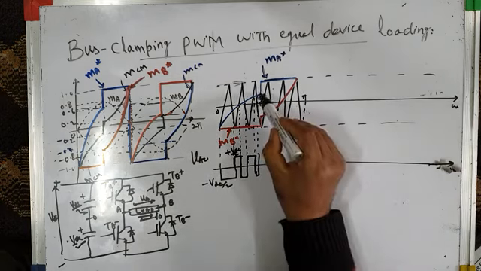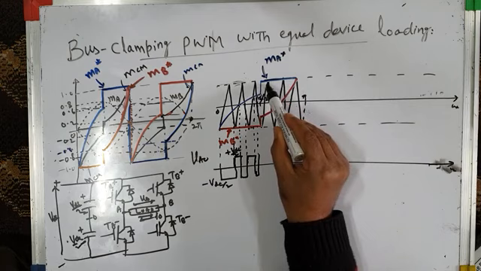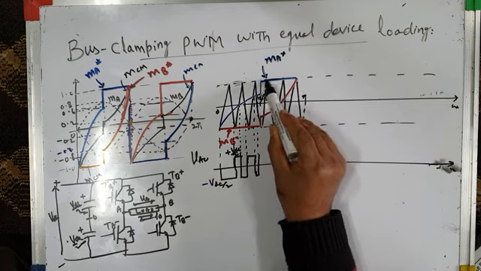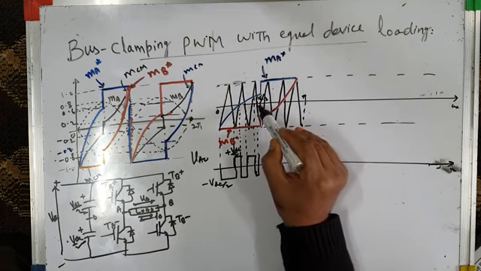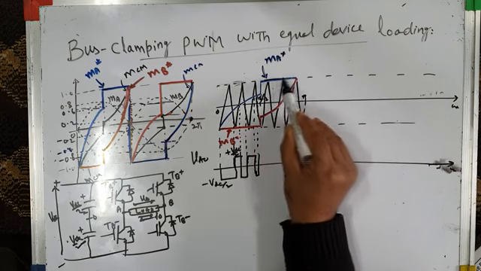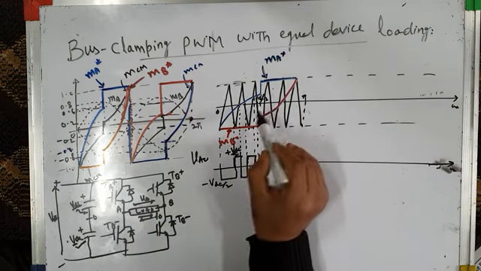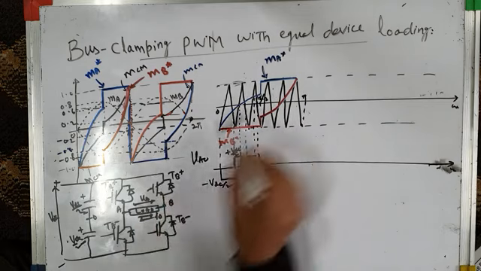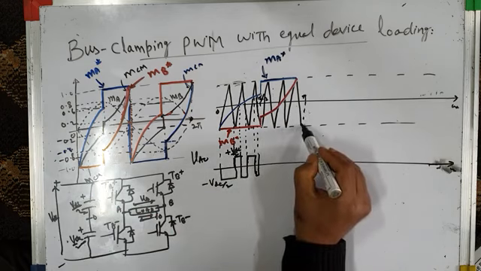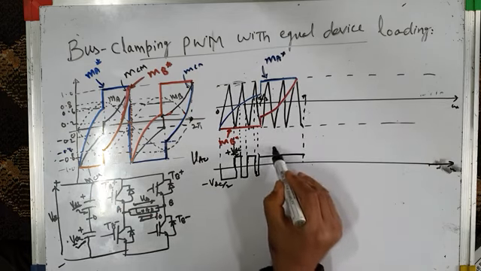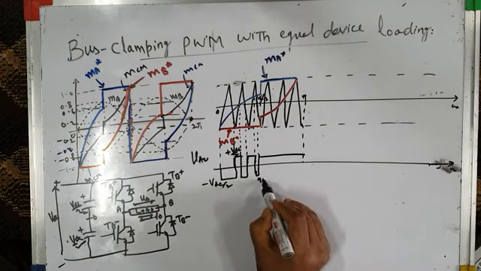And then from this point onwards, you can see MA star is greater than the triangular carrier wave. For this entire quarter wave, that is pi by 2 to pi, 90 to 180 degrees, MA star is higher in amplitude than the triangular carrier wave. So TA plus will be on for the entire 90 degrees, and when the top switch TA plus is on, VAO will be plus VDC by 2 for the entire duration, from 90 degrees to 180 degrees.